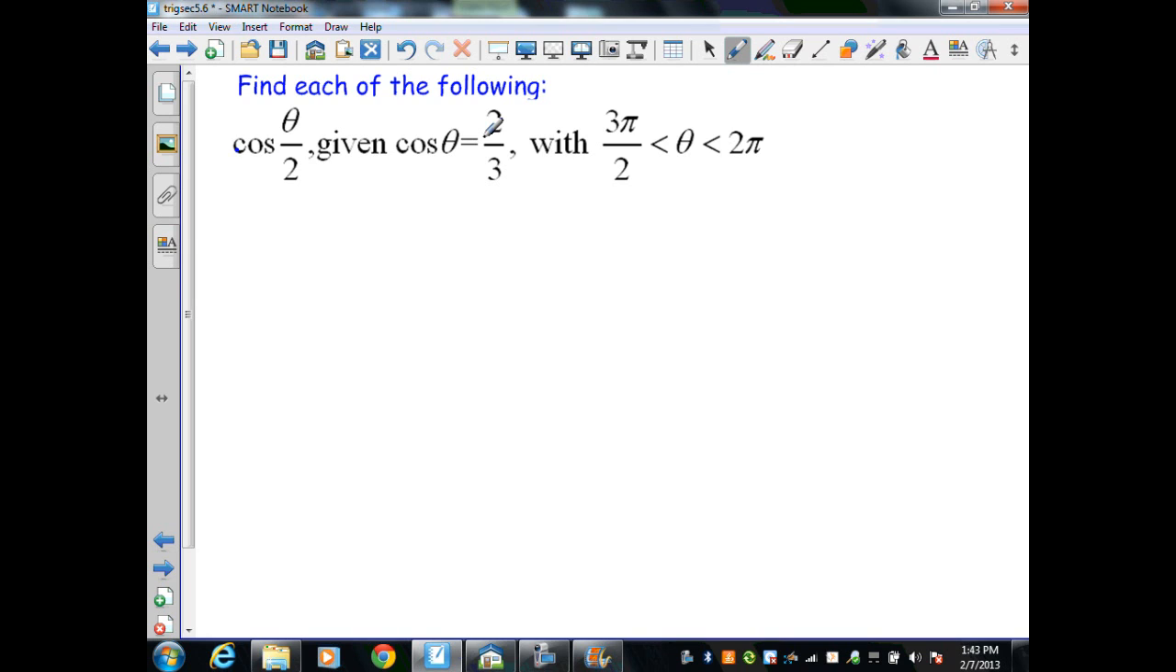If I have theta over 2, that means I have to divide both sides by 2. That gives me pi, and that's going to give me 3 pi over 4. That tells me I'm going to lie in quadrant 2, and cosine in quadrant 2 is going to be negative.